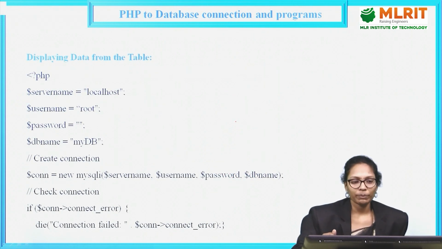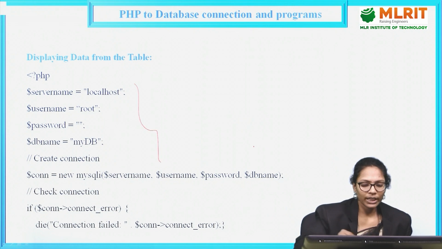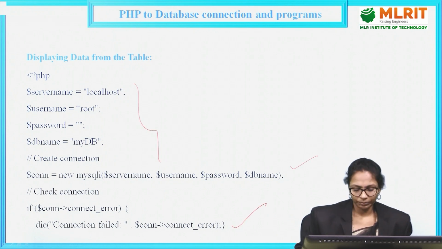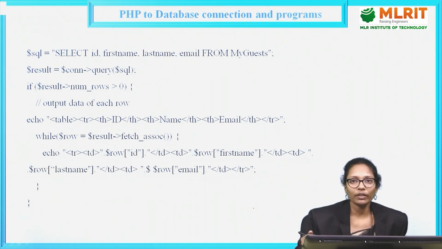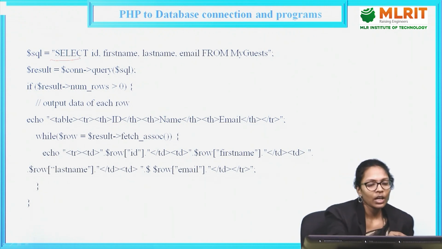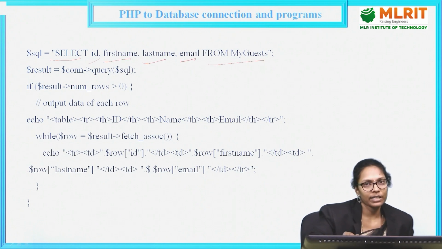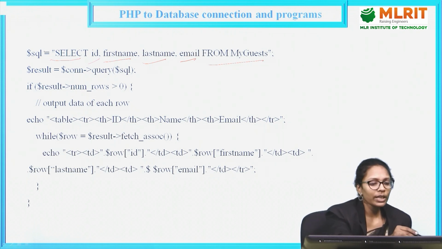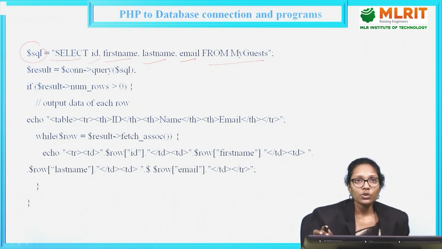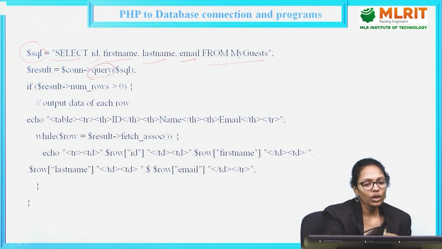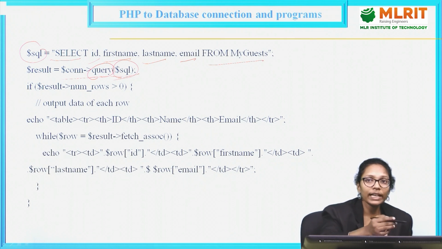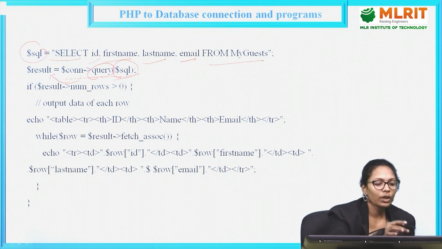So, displaying data from the table. Here also same thing. First you need to connect to the database and check for the error. If there is no error, try to write the query. What is your query? Select all the fields. What are the fields from my guest? ID, first name, last name, email from my guest. I want to display all the data. So this query I am storing in a variable called $sql. Now again I am executing the query using the function called query. For this, I am giving the string value, that is the query value $sql. Whenever you execute this, it will return a table of data that I am storing in a variable called $result.